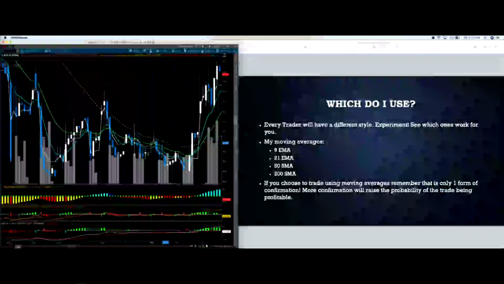So that's a really, really high move. It crossed over both moving averages, your 9 and your 21 EMA. It also crossed above your 50 SMA. So that is a really strong confirmation for this trade to be profitable. So this is where I ended my trade.